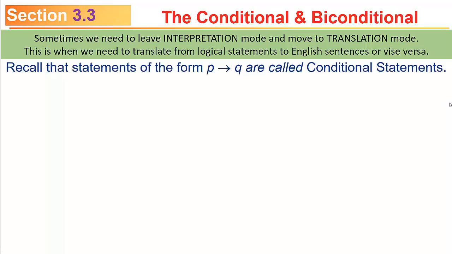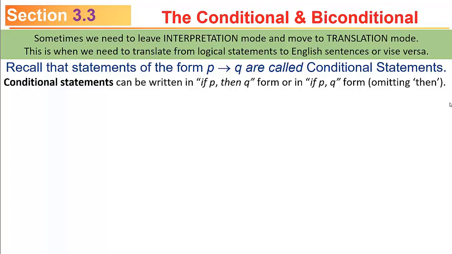Recall that statements of the form P implies Q are called conditional statements. Again, the implication, the arrow pointing to the right, has various names. Sometimes you call them if-then. You can call it an implication. You can call them conditionals.